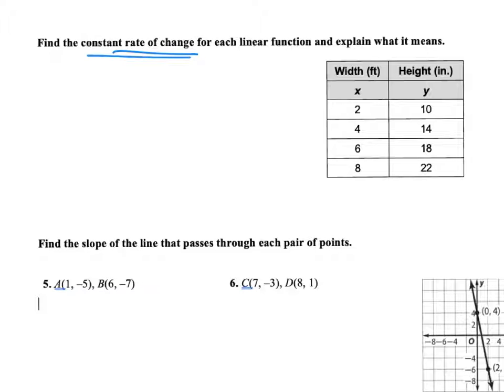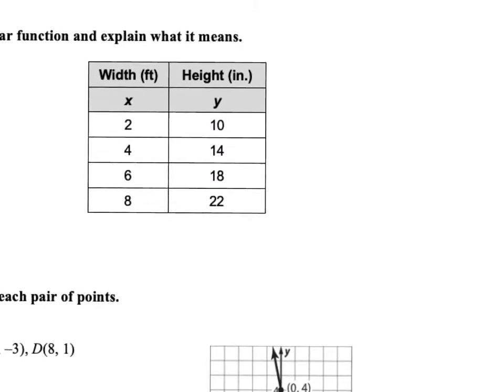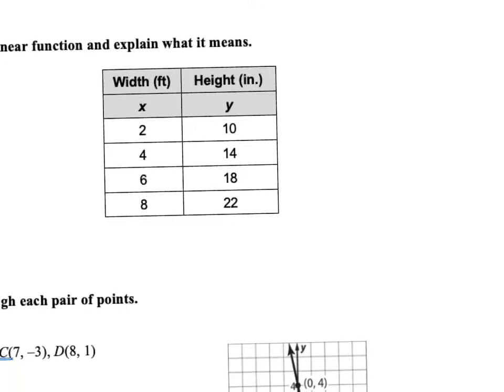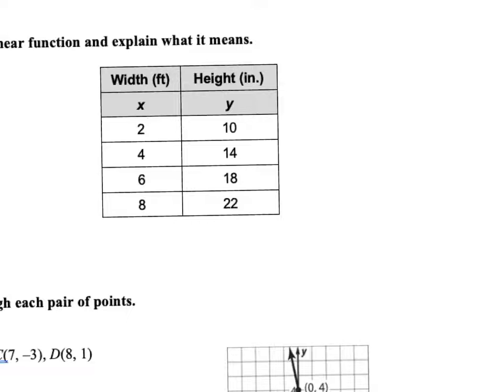Constant means that your change in y over your change in x stays the same for each linear function, and explain what it means. So remember that a linear function is just basically a set of points that when you graph them, they form a straight line. Okay, so here we have our table, and on the x side we have width in feet, and on the right side we have height in inches.